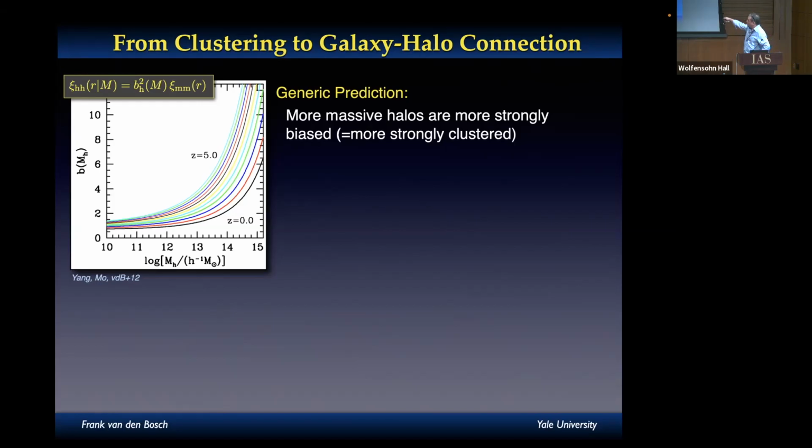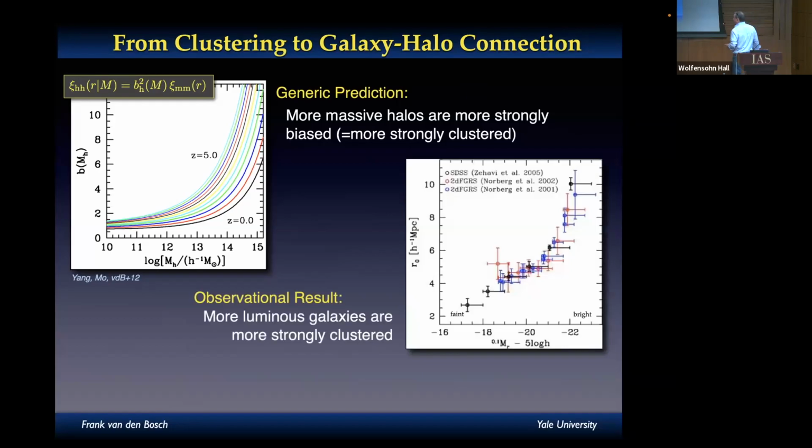And basically, just again, think clustering strength. What you see and what you can predict, and you can analytically calculate this for Gaussian random fields quite trivially, is that more massive halos are more strongly clustered. A minute ago, I told you observationally, we know more luminous galaxies are more strongly clustered.